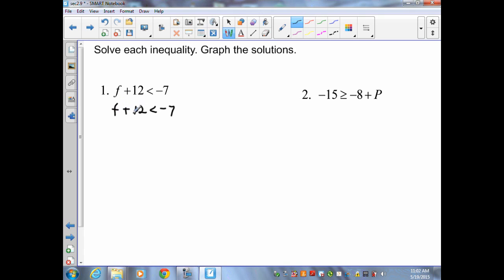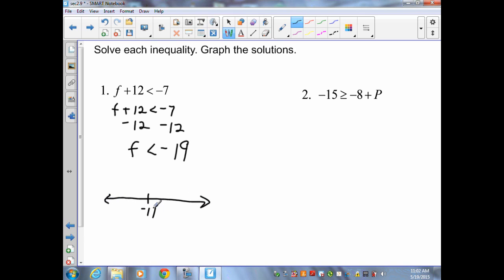What's happening to my variable? Something's being added to it. Therefore, I need to subtract that value from both sides. And that gives me f is less than negative 7 minus 12. Same sign, combine, use the sign, negative 19. My solution is f is less than negative 19. I want to graph that solution.